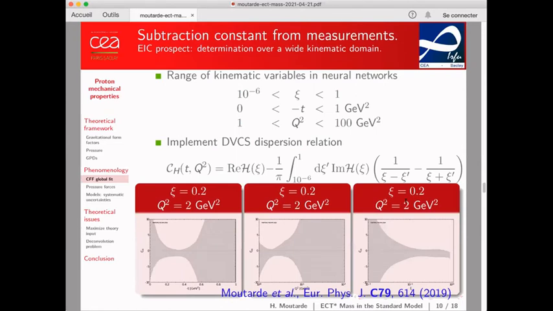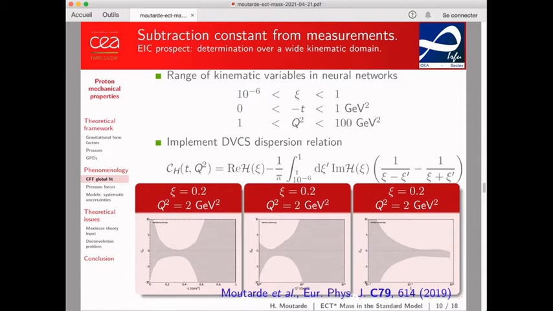We can do the same, of course, with the real part of H. So we can compute the DVCS dispersion relation. I insisted on the range of the kinematic domain probed by the neural network. Here, basically, we covered Xi between 10⁻⁶ and 1, T between 0 and 1 GeV squared, and Q squared between 1 and 100 GeV squared.